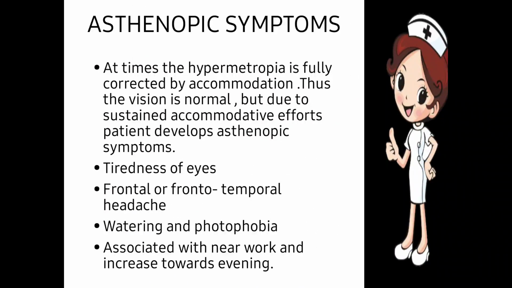Now in case of asthenopic symptoms, at times the hyperopia is fully corrected by the accommodation. Thus, the vision is normal, but due to sustained accommodative efforts, the patient develops asthenopic symptoms. Accommodation is done by using the ciliary muscles as well as the zonular fibers. They will contract as well as relax the lens which is present inside the eye. In this case, the vision is normal, and the hyperopia is corrected by using the accommodation, but it develops some asthenopic symptoms.